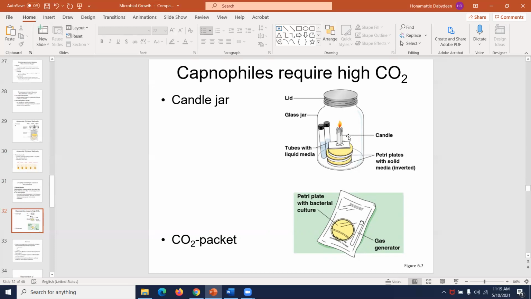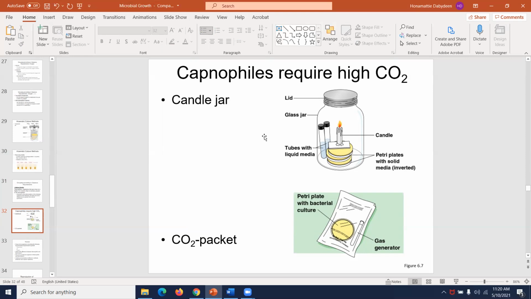Now, remember, the jar is sealed, so no more air is going to go in. But the candle is going to burn, and the combustion is going to use up the oxygen in the jar. At the same time, it will emit carbon dioxide. So we're creating more carbon dioxide and at the same time reducing the amount of oxygen. Perfect conditions for some of our capnaic organisms to grow.